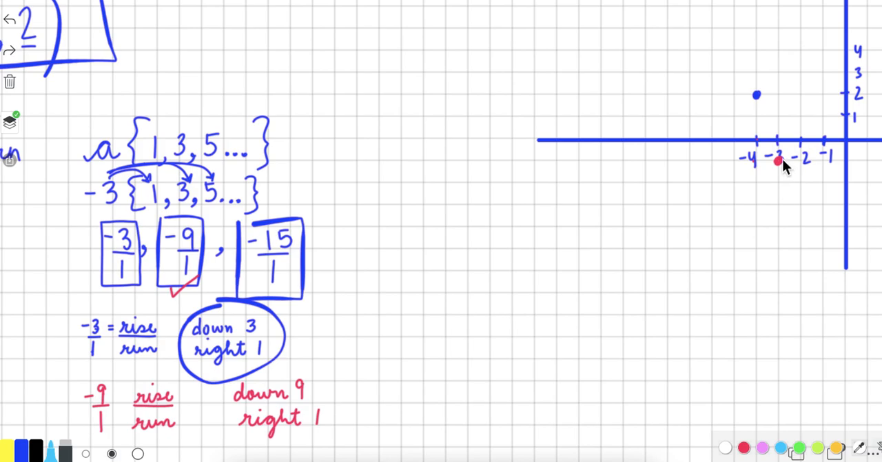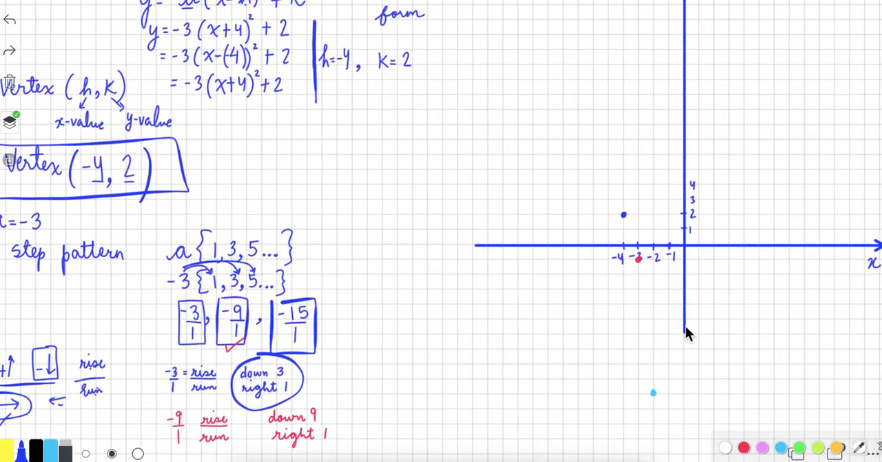From the point we just plotted, this red dot. So from this point, we will go down by 9 units. So 1, 2, 3, let's do that again. So 1, 2, 3, 4, 5, 6, 7, 8, 9, and moving right by 1. So here will be the next point on the graph.